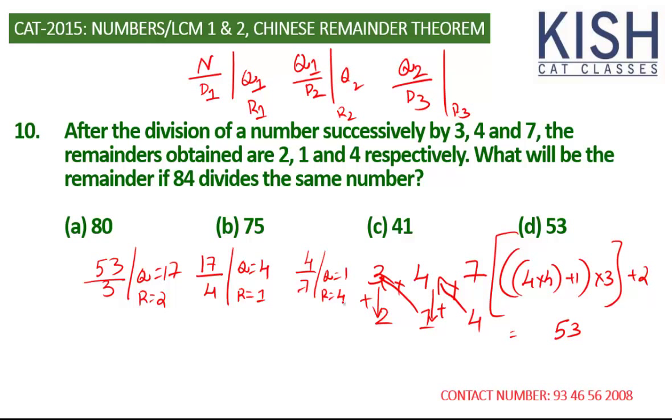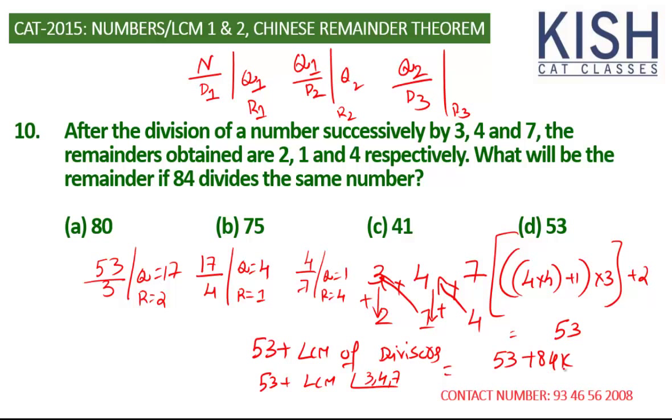What would be the second number? What would be the next number? That's what we need to find. That's nothing but first number plus LCM of divisors. Here it's 53 plus LCM of 3, 4 and 7. That's going to be 84. So it's 53 plus 84k format, this number.